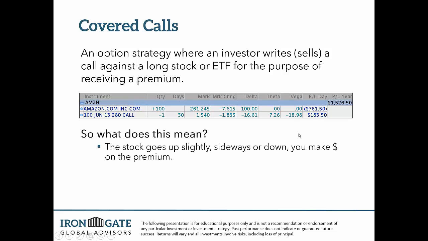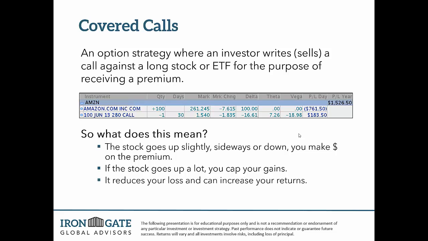So what does this mean? Well, it means if the stock goes up slightly, sideways or down, you make money on the premium. That's what that means. You also, if the stock goes up a lot, you cap your gains, meaning you'd have to sell it at 280, lose it at 280, which may or may not be what you want. Think about taxes. Maybe you don't want taxes. Maybe you don't want to sell the stock at that point. That's part of the risk in it.